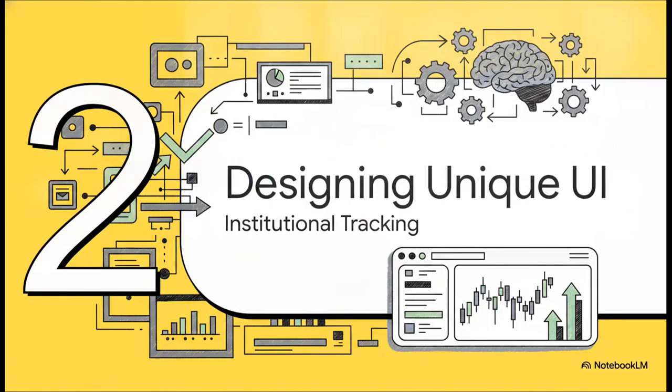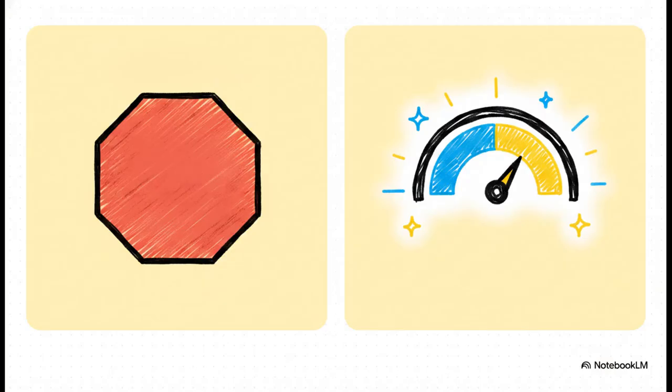Section 2. Designing a unique interface, contextual aggregation and institutional tracking. To really stand out in a crowded market, your UI has to scream intelligence. It's not just the math, it's the presentation. A static sell badge feels boring and frankly kind of cheap. But upgrade that to an animated verdict reveal where a confidence meter physically fills up when you hit analyze, and that tiny bit of gamification instantly adds premium weight and perceived intelligence to your platform's analysis.